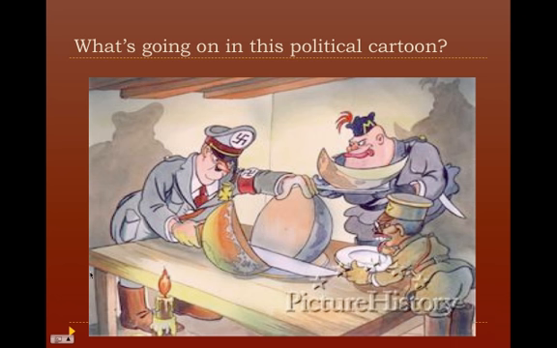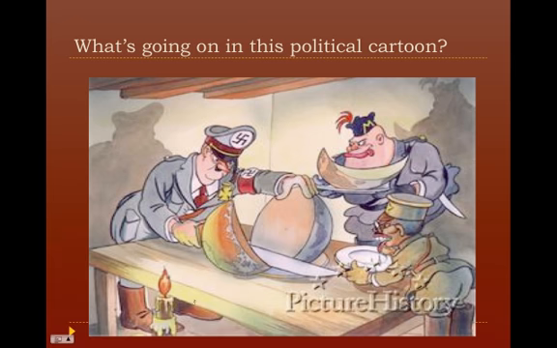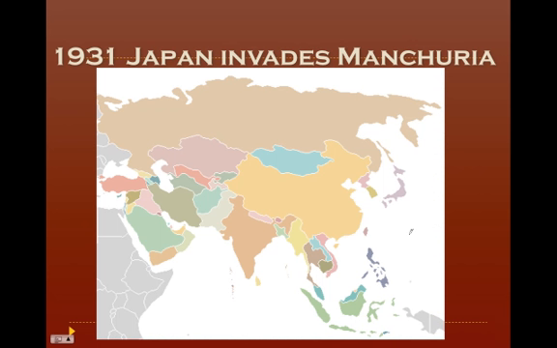Here's a pretty good political cartoon of the time. I kind of like it. You can see Hitler, you can see Mussolini, and you can see Tojo, who is the military leader of Japan. He works for a guy named Hirohito, and what are they doing? They're kind of dividing up the world. And you can see how they're drawn. That's a pretty good cartoon.